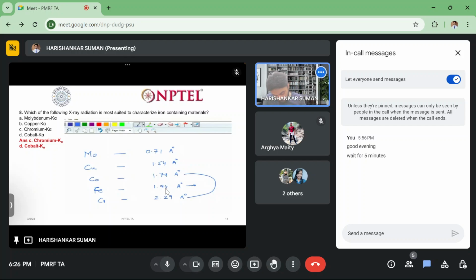You can see the wavelength for iron containing material will be around 1.94 angstrom. So we can use cobalt, which is near to Fe, and also we can use chromium, which is around 2.29 angstrom wavelength.